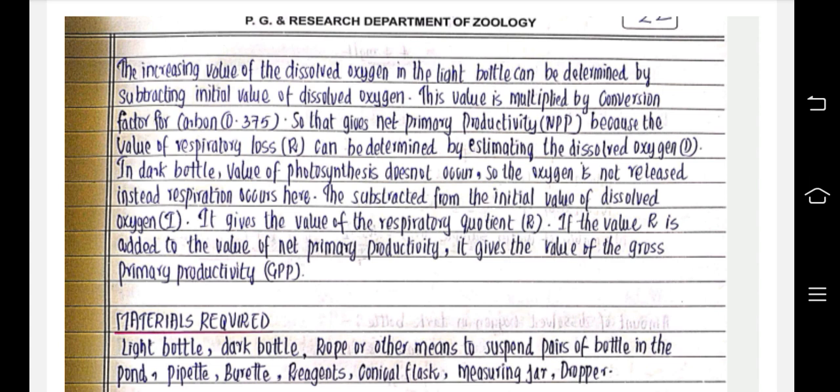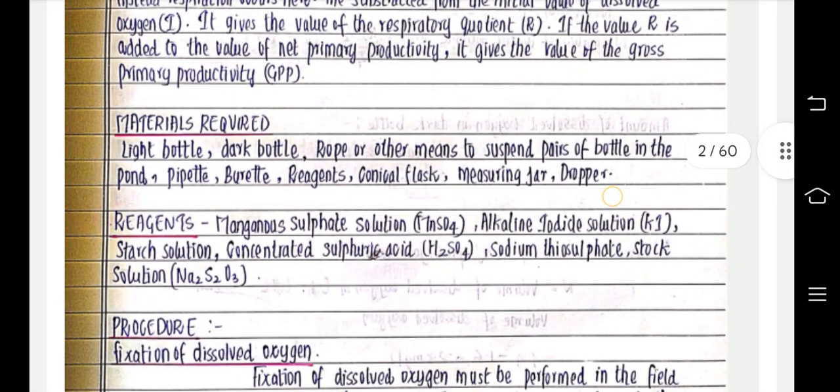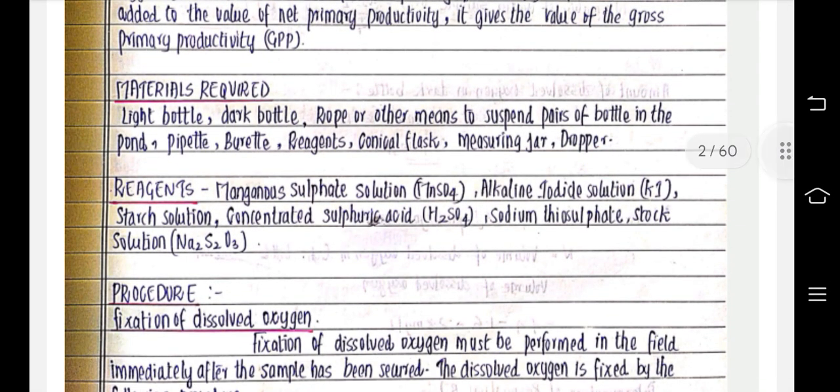The value of respiratory loss R can be determined by estimating the dissolved oxygen in the dark bottle. In the dark bottle, photosynthesis does not occur, so oxygen is not released; instead respiration occurs. Subtracting this from the initial value of dissolved oxygen gives the value of respiration R. If R is added to the net primary productivity, it gives the gross primary productivity, GPP.